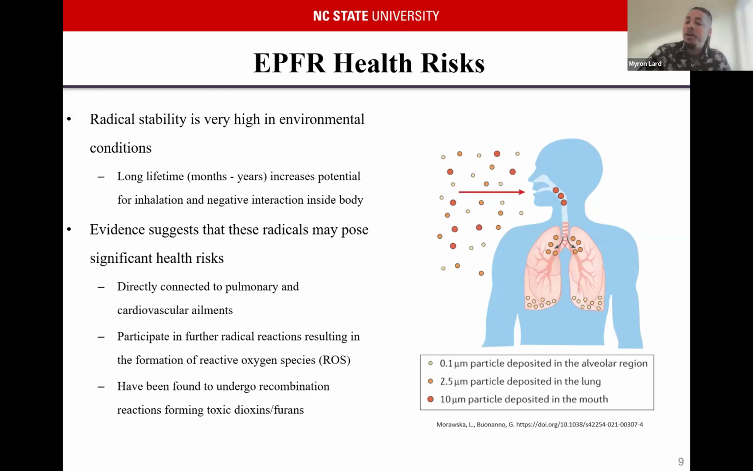So this long lifetime of up to years increases the potential for negative health impacts via inhalation and negative interaction inside the body. And evidence suggests that these radicals pose significant health risks. They are directly connected to pulmonary and cardiovascular ailments, and they have been found to participate in additional radical reactions, generating reactive oxygen species and also recombining to form these toxic dioxins and furans that we're also focused on.